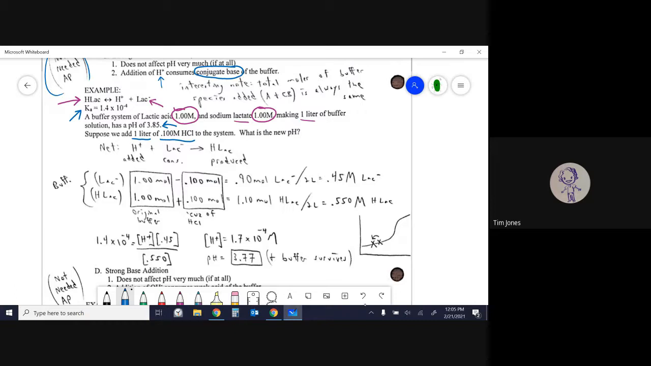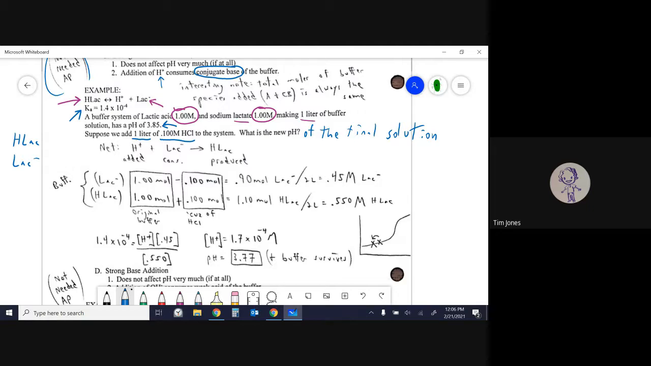What's the new pH of the final solution? Which could be a buffer still, or maybe it got ruined. Well, you need to think what is going to react. The buffer has two things in it. The buffer has HLAC, which is just short for lactic acid. We don't want to take the time to write out its chemical formula. And it's also got lactate.